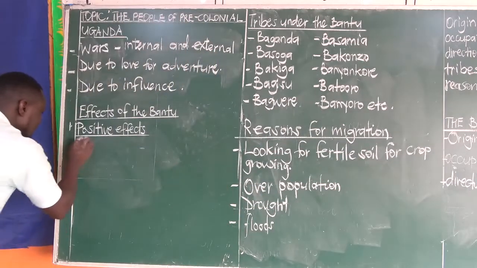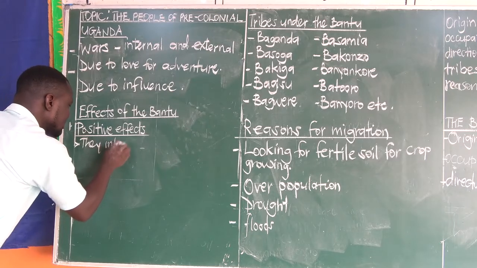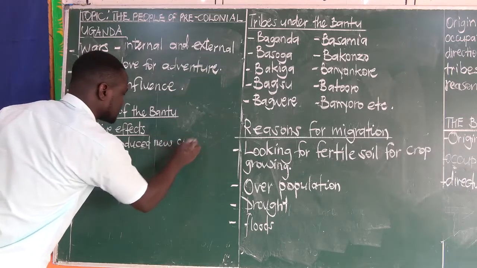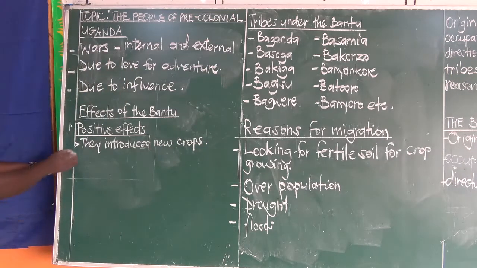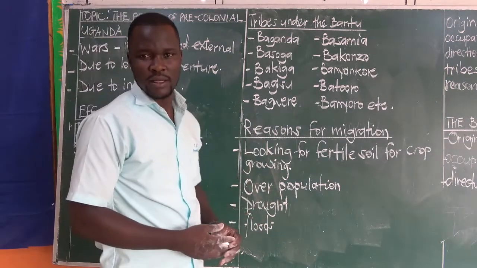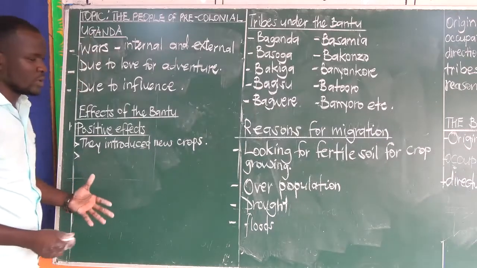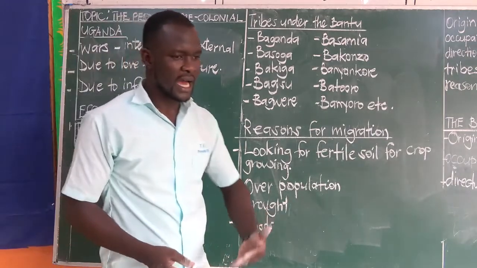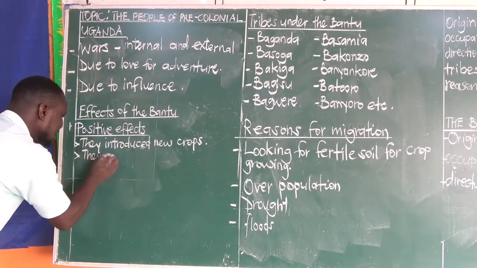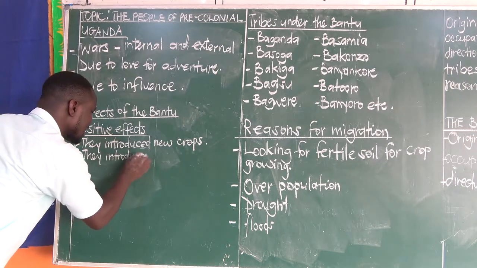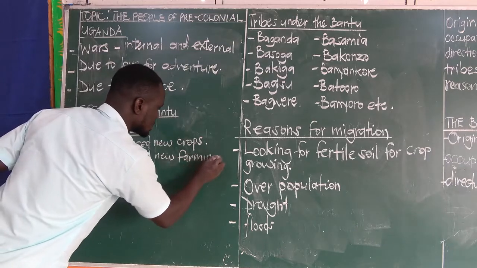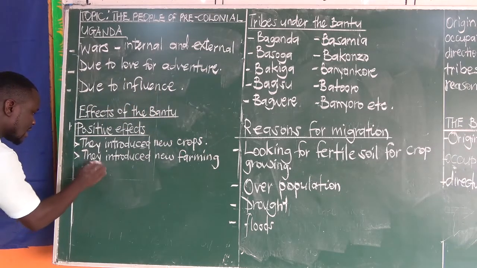So we shall say the Bantu introduced new crops. That was not enough. They were farmers. And it simply means that they also had some farming methods. For example, we shall say that the Bantu introduced the idea of using cow dung as manure. So we shall say they introduced new farming methods.